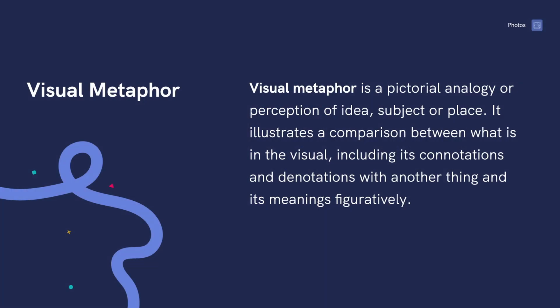All right, first of all, what is a visual metaphor? A visual metaphor is a pictorial analogy or perception of idea, subject, or place. It illustrates a comparison between what is in the visual, including its connotations and denotations, with another thing and its meanings figuratively. It is commonly used in news, advertisements, and down to digital presentations and decks these days.